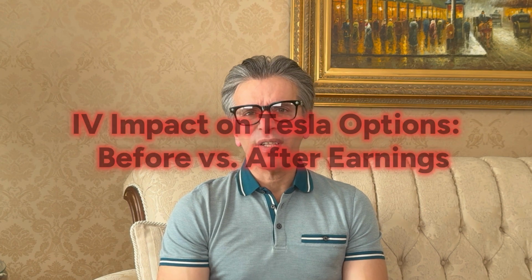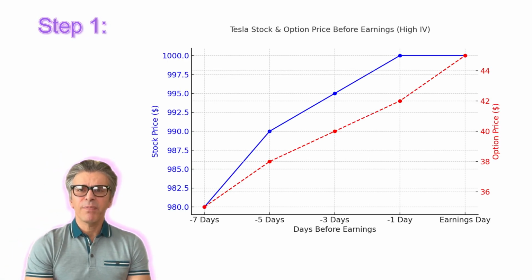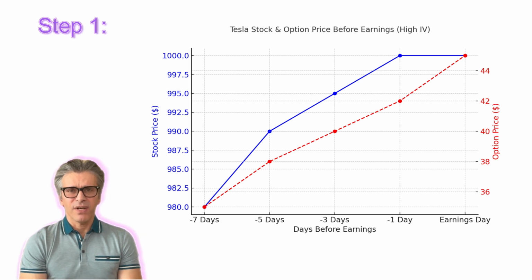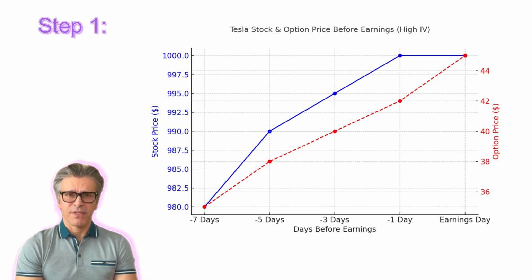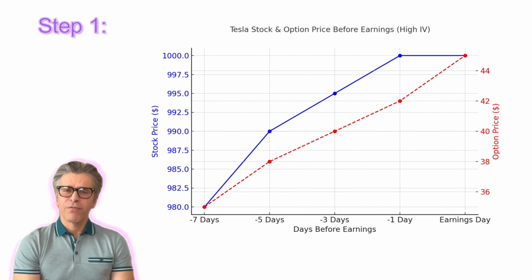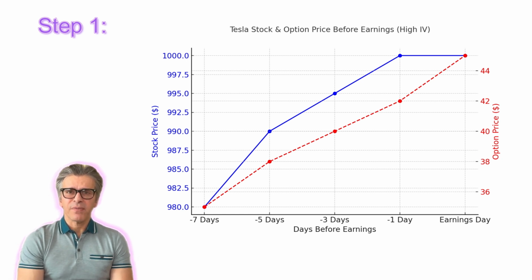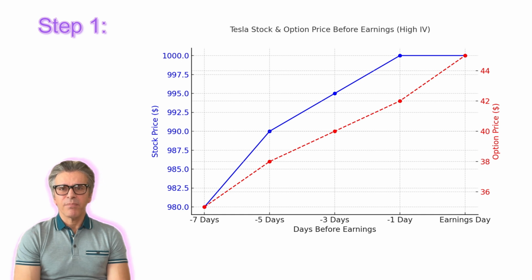Now let's study how IV affects Tesla options before and after earnings, and break down a real trade example using Tesla's earnings with two scenarios. Scenario 1, Tesla before earnings. The IV is high. Date: 1 week before earnings. The stock price is $1,000. Implied volatility is 80%. The option price for the Tesla $1,050 call is a $45 premium. The reason IV is high is that traders expect a big move, which makes the implied volatility 80%.